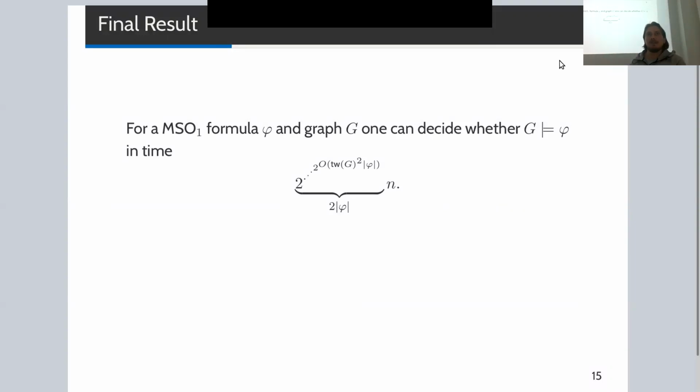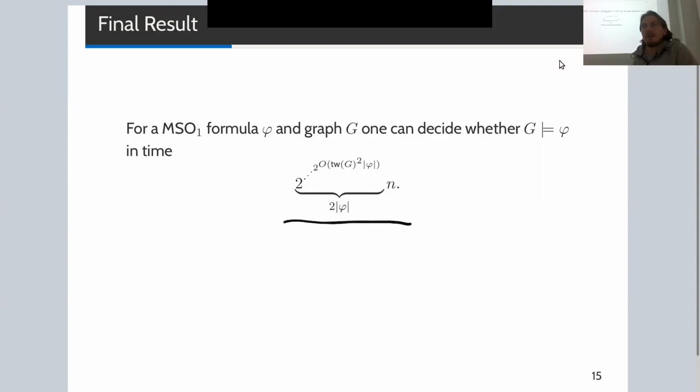And now we have covered all the operations of the dynamic programming. In summary, we find out that we can evaluate formulas phi on the graph G, and the running time is this horrible function. It is a tower function. The height depends on the length of phi, and at the top, there's the tree width and the length of phi again.